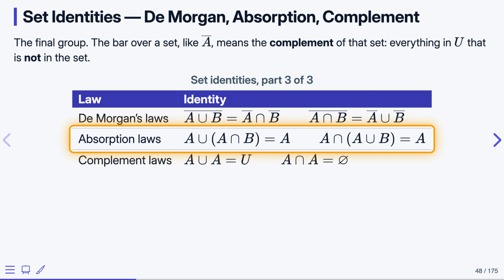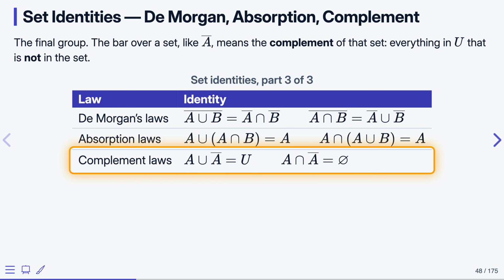Next, the absorption laws. A union the bracket A intersect B is just A, and A intersect the bracket A union B is just A. The extra part is absorbed and adds nothing. Last, the complement laws. A union its own complement equals U, the universal set, because together they cover everything. And A intersect its own complement is the empty set, because nothing can be inside a set and outside it at the same time.